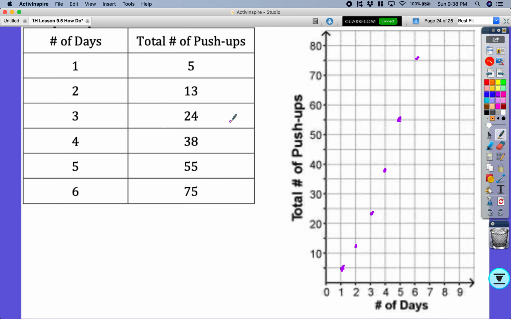So, if you have any questions, please feel free to email me or your teacher. Remember, the point of this lesson was to look at the 3 types of equations we looked at. We've looked at linear, exponential, and now quadratic, and we need to differentiate between them.